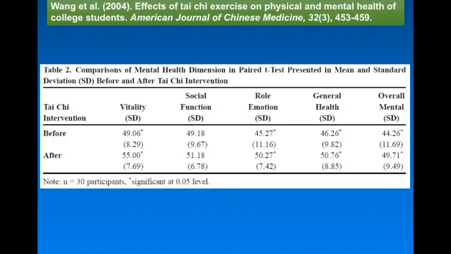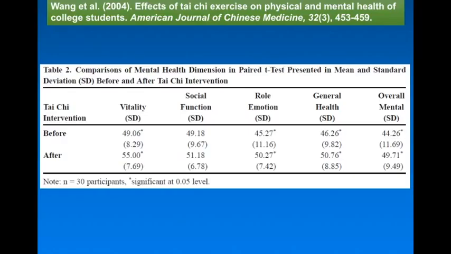Now, which of these results were statistically significantly different? Well, we can see that the asterisk shows, this time, that they were significant at the 0.05 level. That means the p-value for those results was less than 0.05. So vitality was significantly different, and role emotion, general health, and overall mental health were significantly different from before to after.